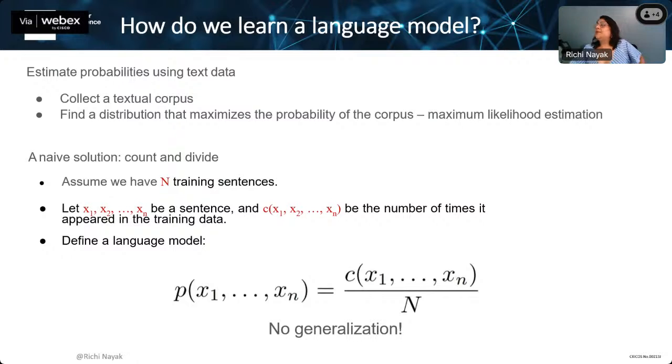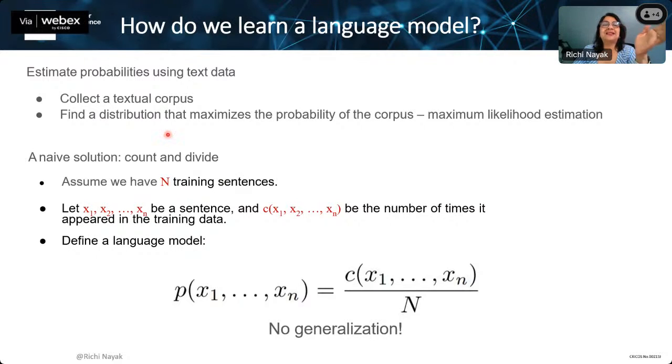So now let's see how we learn a language model in a little more detail, and what the different models are. As we know, it is estimating the probability, then calculating the probabilities, and this we call the distribution.